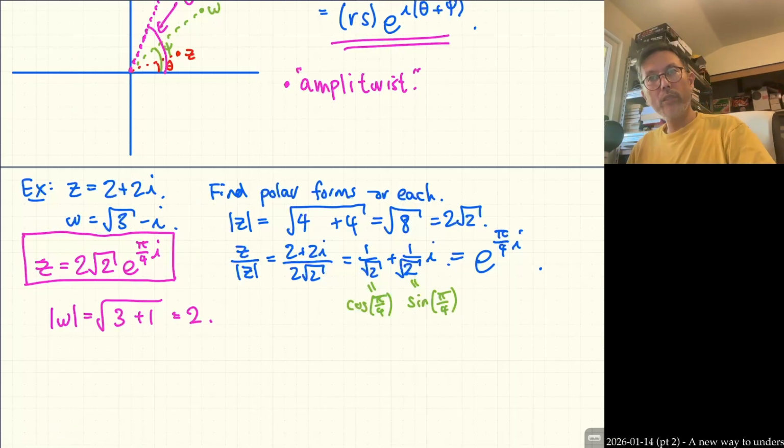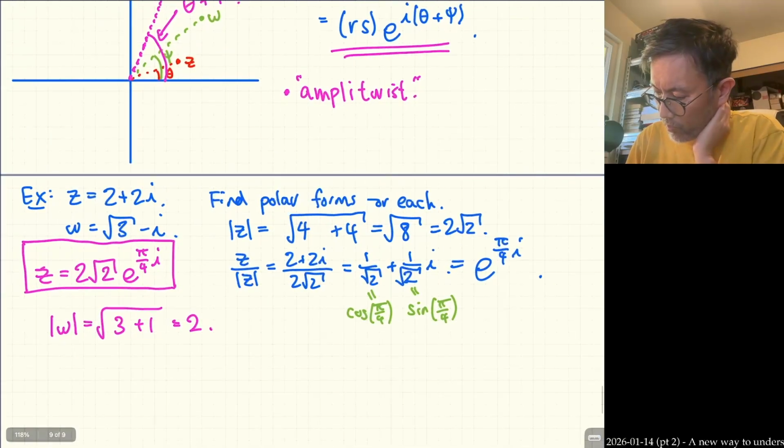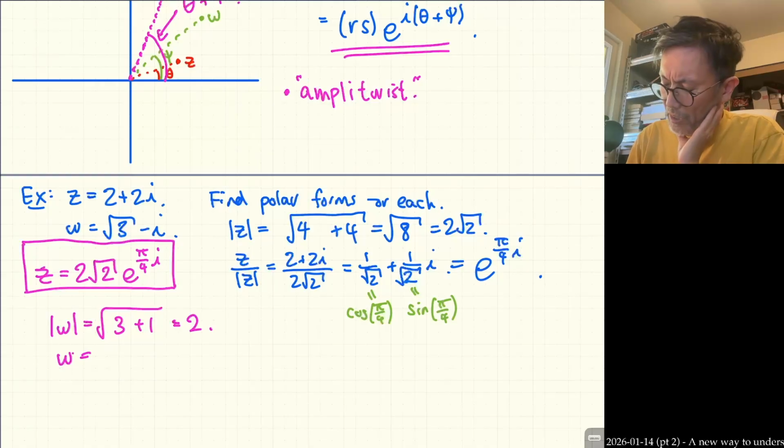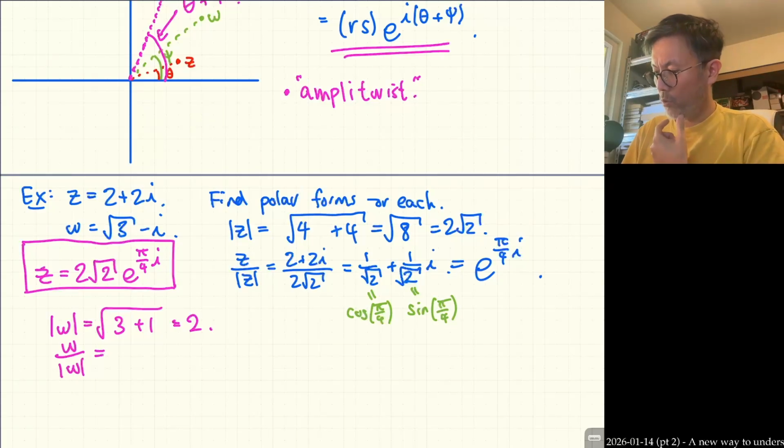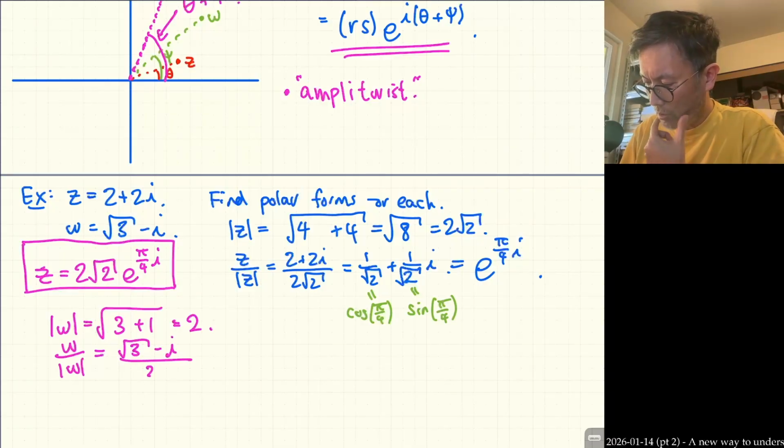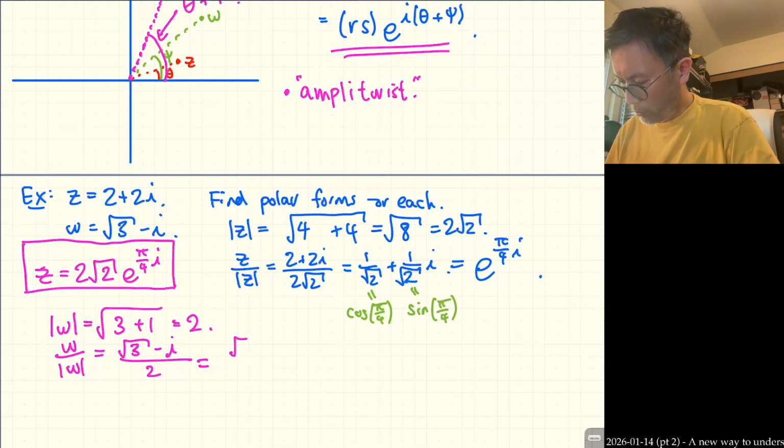So now we normalize w, so we want to do w over the modulus of w. And this is going to be the square root of 3 minus i, divided by 2, which we can write as square root of 3 over 2 minus 1/2 i.